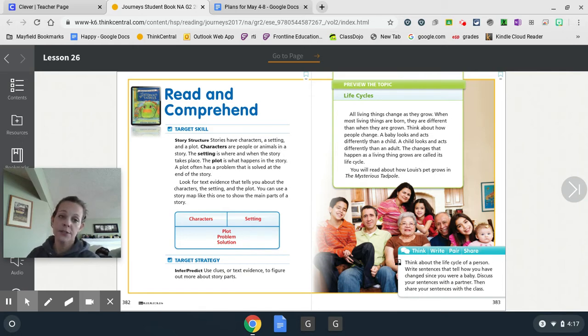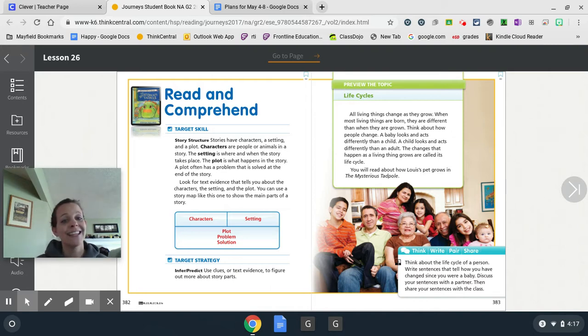As we read our story this week, we're going to be looking for our characters, maybe who our main character is, and then any supporting characters that are in the story. We're going to be looking for our setting. Now remember, there may be more than one setting in a story. The setting includes the where and the when.